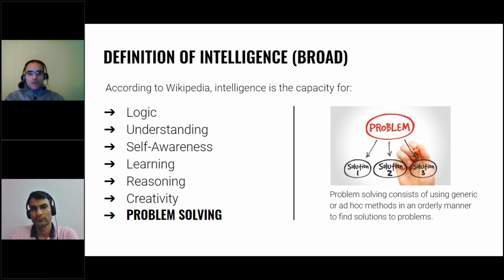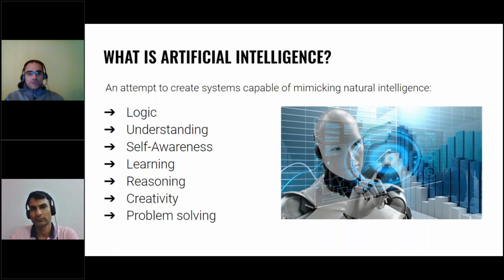Now, how does that translate to artificial intelligence? Well, artificial intelligence is the attempt to create systems capable of mimicking natural intelligence. And you will find projects out there for each and every capacity, even self-awareness and creativity. We might be decades or maybe even centuries away, but there are still research efforts out there to do exactly that.